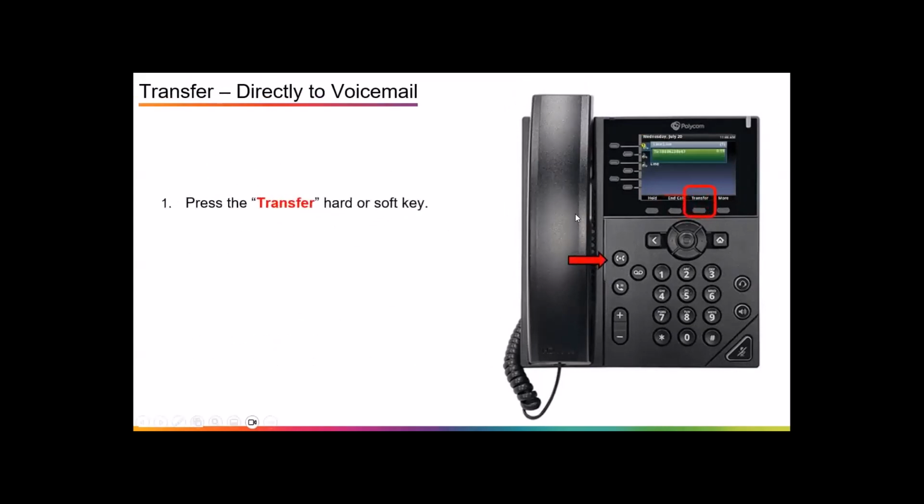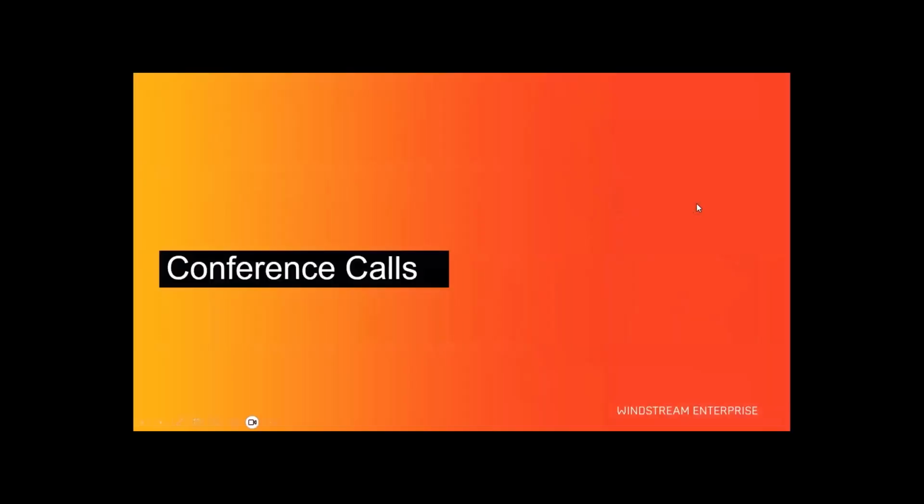You can also transfer the call directly to a coworker's voicemail, extension voicemail. So again, we have an active call right here on line 1. First thing you need to do is press the transfer soft key or button, and then dial *99 plus the internal extension number, let's say 100. After doing so, press the transfer soft key the second time, and that would send your caller over directly to that extension's voicemail.